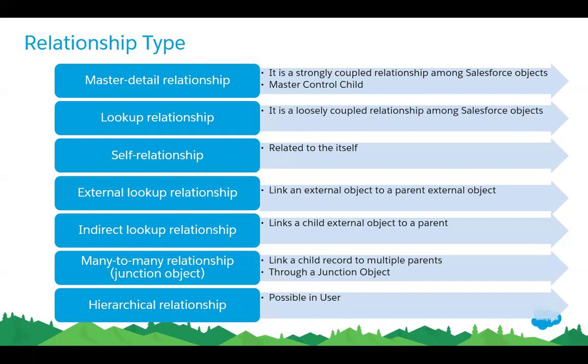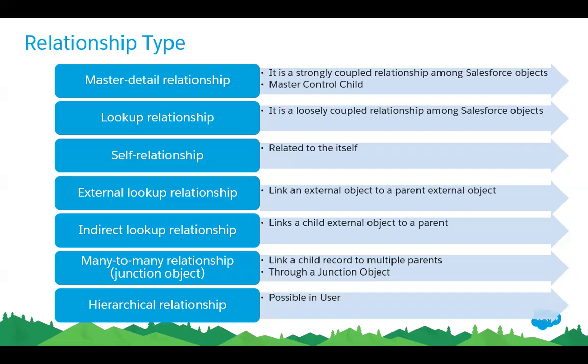So master is controlling the child. When you are creating a relationship, there will be object A and object B, because at the end of the day you will be connecting two different objects. So master detail means master is controlling the child. If you delete master, child will also be deleted. Without master, there cannot be a child. And we call them strongly coupled relationship.